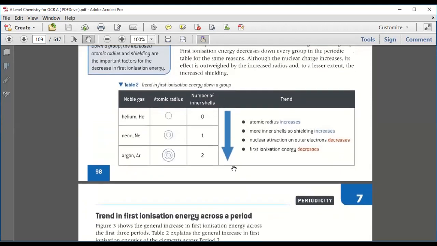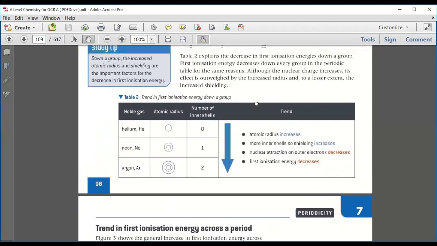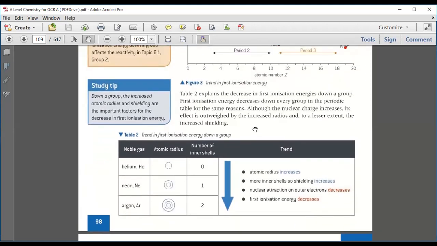So that's why there is a little bit of decrement in ionization energy, or we can say that the electron is easily removed. Got it? Any doubt? No. Okay.